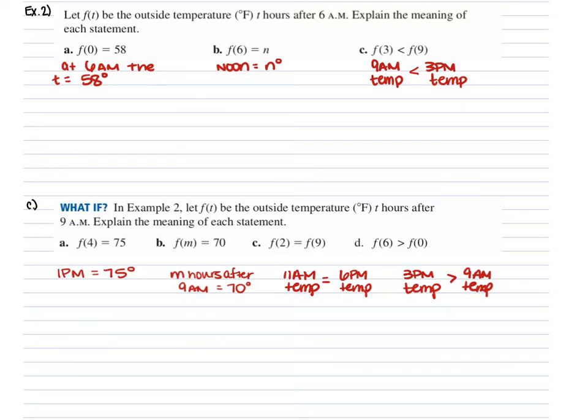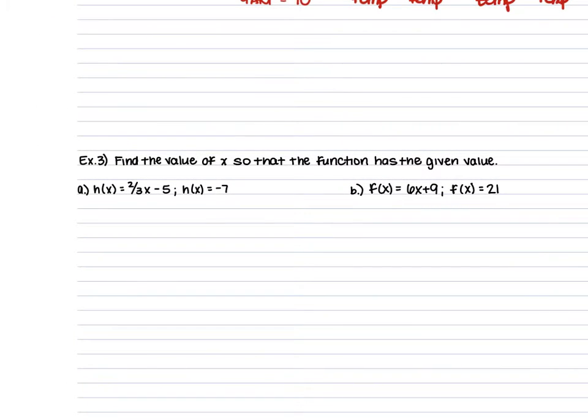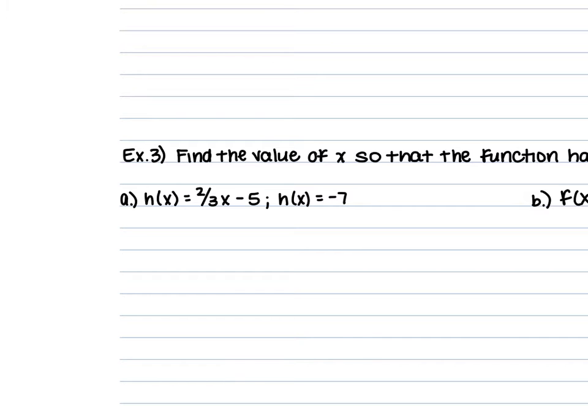Okay. Our next example, it tells us to find the value of x so that the function has the given value. So we have for A, h of x is equal to 2/3 x minus 5 when h of x is equal to negative 7. So that just means that the h of x is negative 7. We're plugging that in for h of x in our equation and then solving for x. So this is going to give us negative 7 is equal to 2/3 x minus 5.